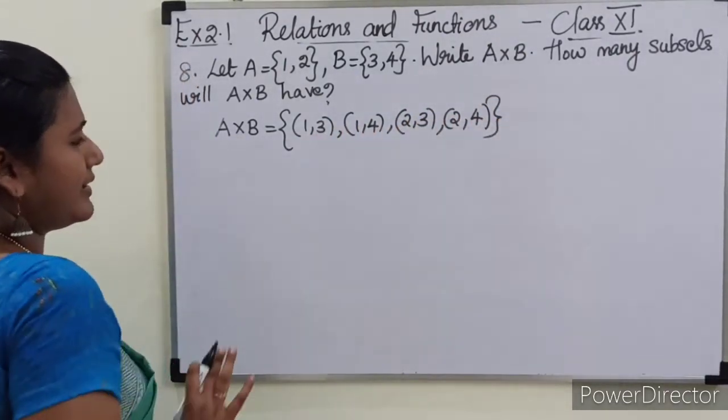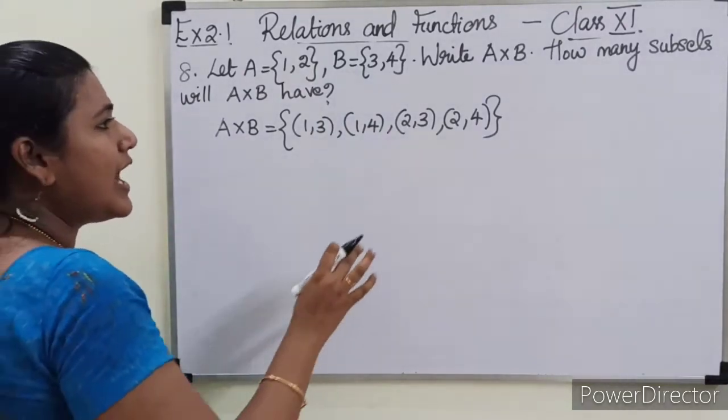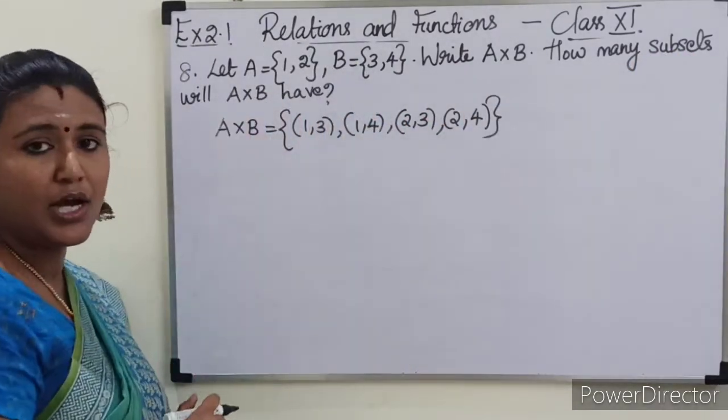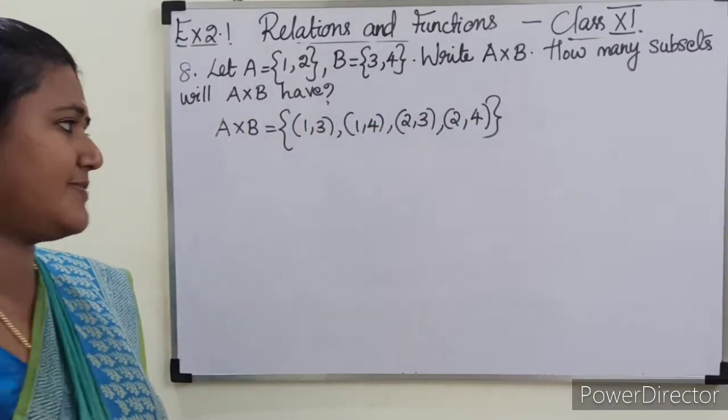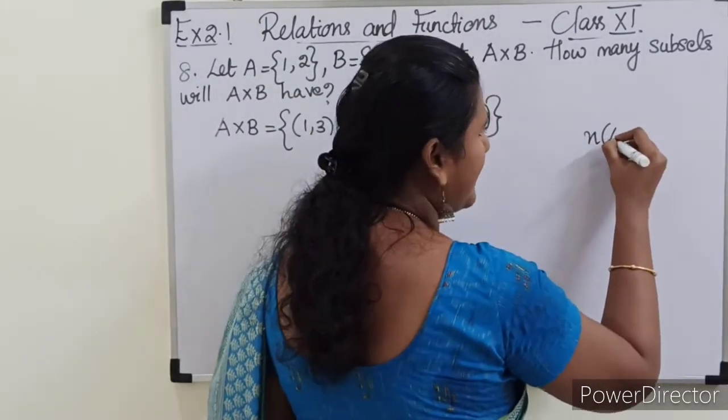So we have a calculator, we have found a cross product A cross B. Now we have to find out how many subsets A cross B will have. How will you find out the number of subsets? We have already revised this concept, this topic, in 6th chapter.